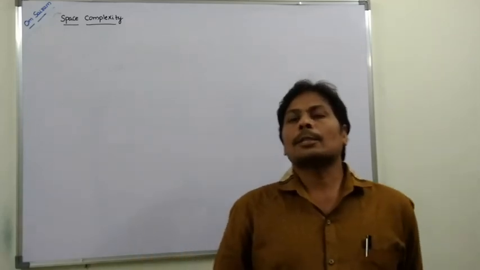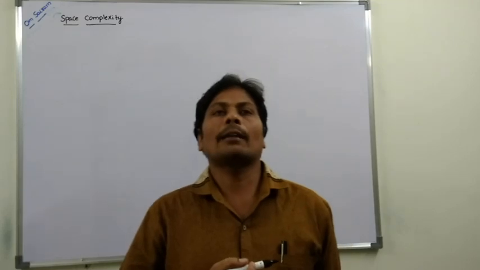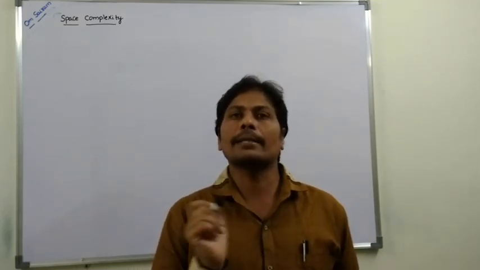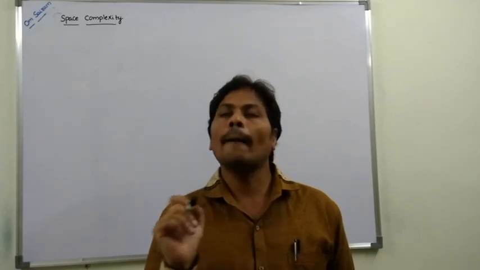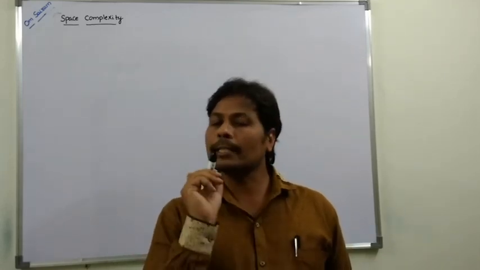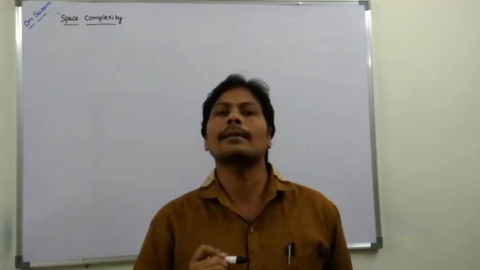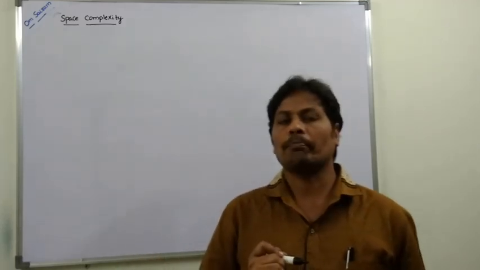So then space complexity of an algorithm P is indicated by S of P is equal to fixed part plus variable part. Fixed part is C and variable part is S suffix P.